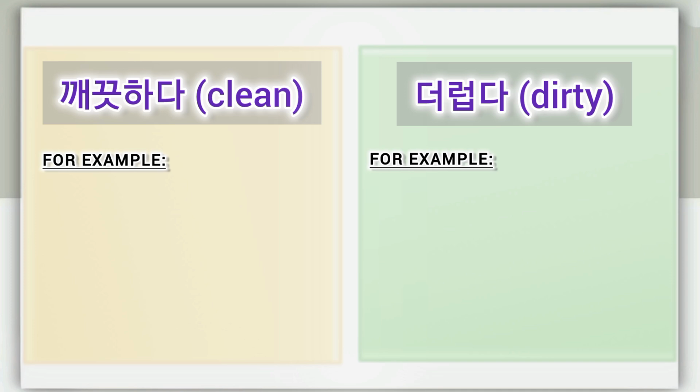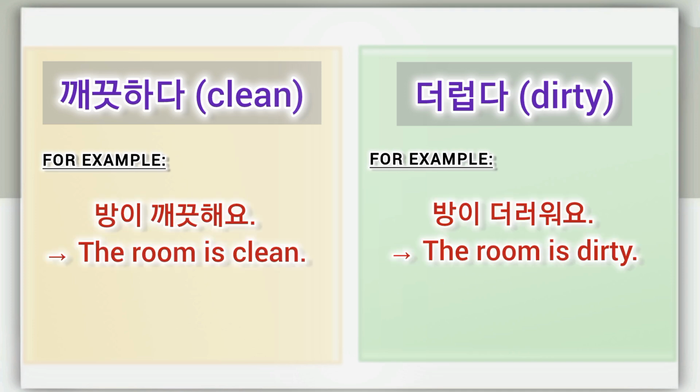For example, 방이 깨끗해요. The room is clean. 방이 더러워요. The room is dirty.